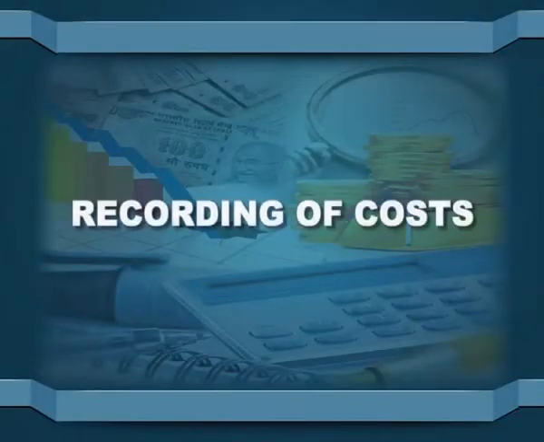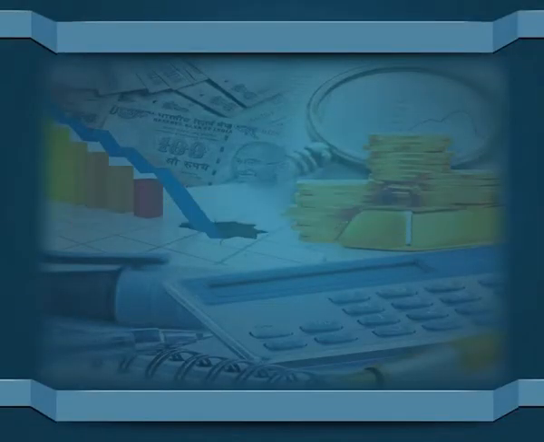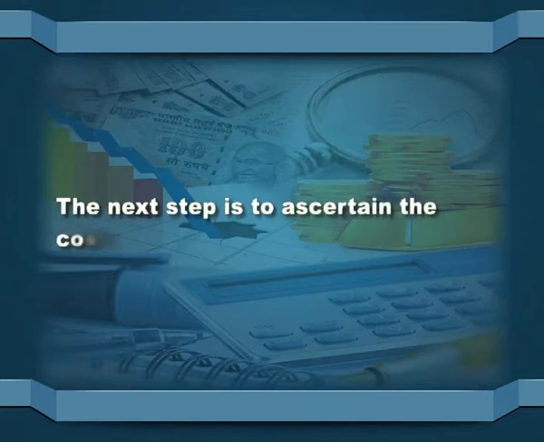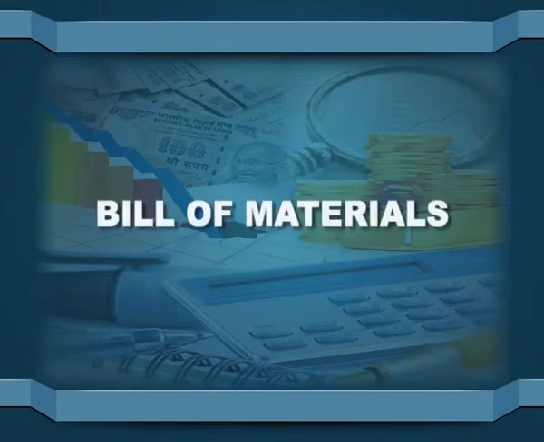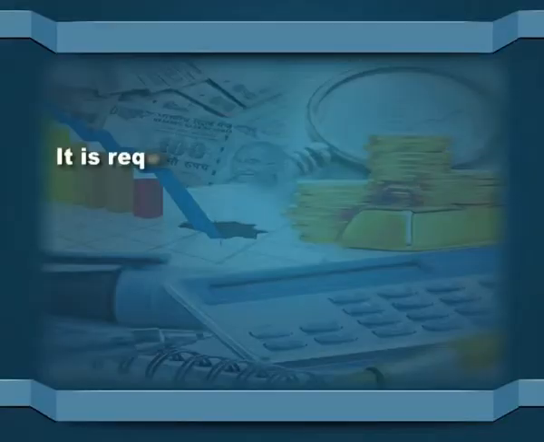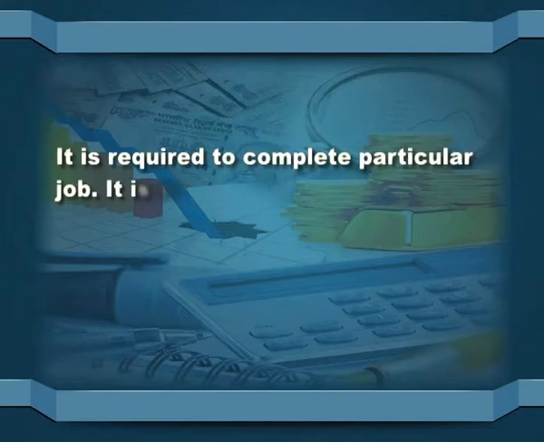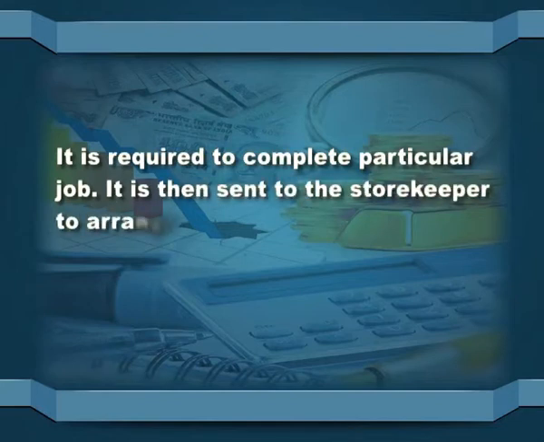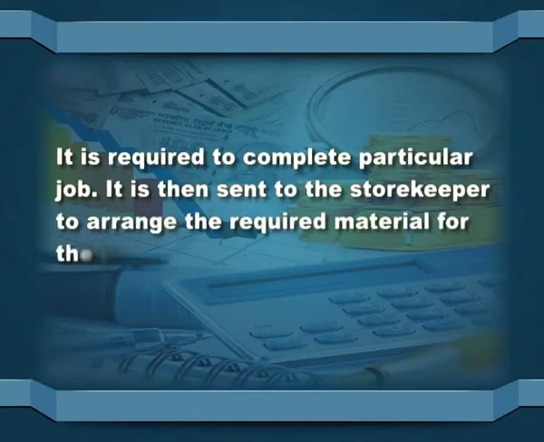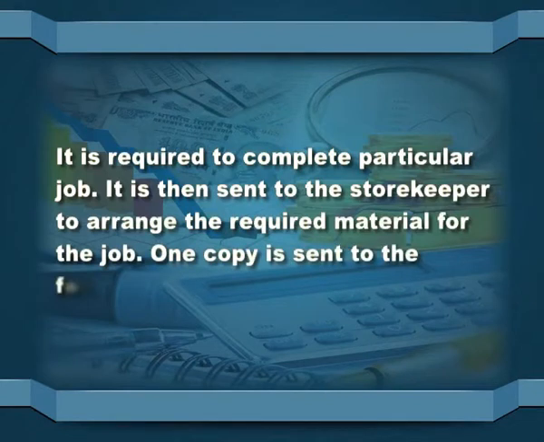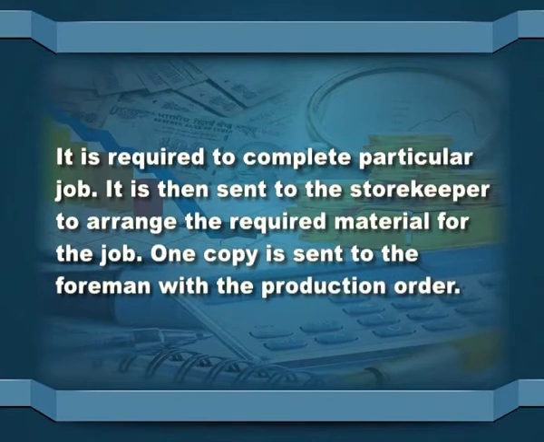Number 3, recording of costs. The next step is to ascertain the costs of each job separately. Number 4, bill of materials. A bill of materials is also prepared by the production and planning department. It is required to complete a particular job. It is then sent to the storekeeper to arrange the required material for the job. One copy is sent to the foreman with the production order.